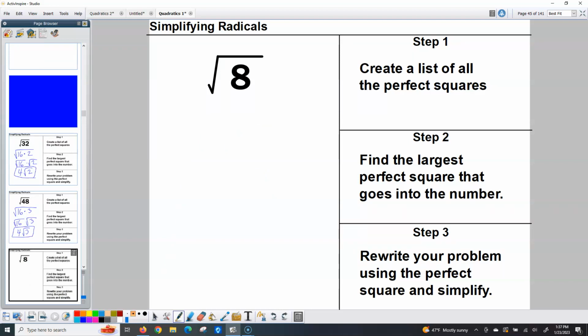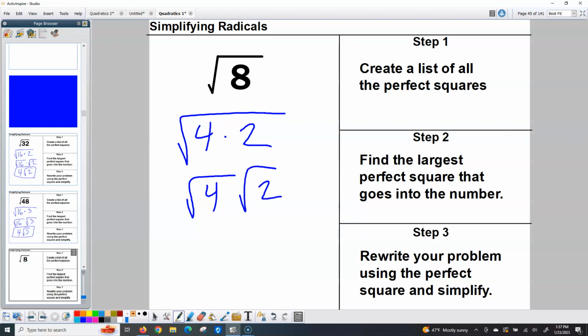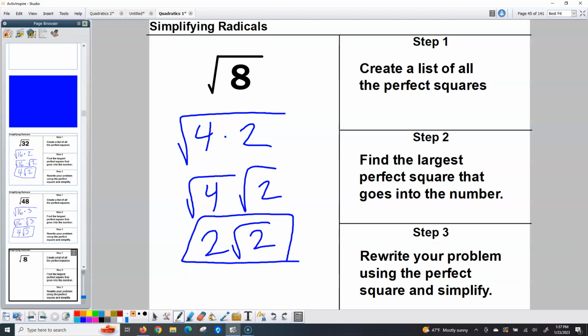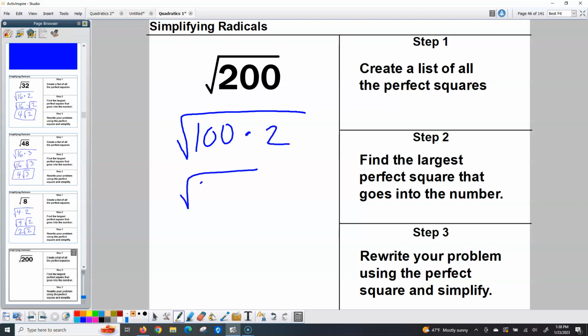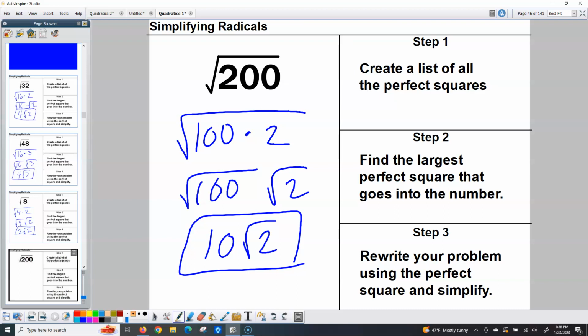Square root of 8. Sorry, this was easy. Largest perfect square that goes into 8. 4 times 2. I can separate those into square root of 4, square root of 2. That would be 2 square root of 2, just like that. Square root of 200. Largest perfect square that goes into 200 is the easy one. 100 times 2. I separate them. Square root of 100 times the square root of 2. Square root of 100 is 10. That's 10 square root of 2.